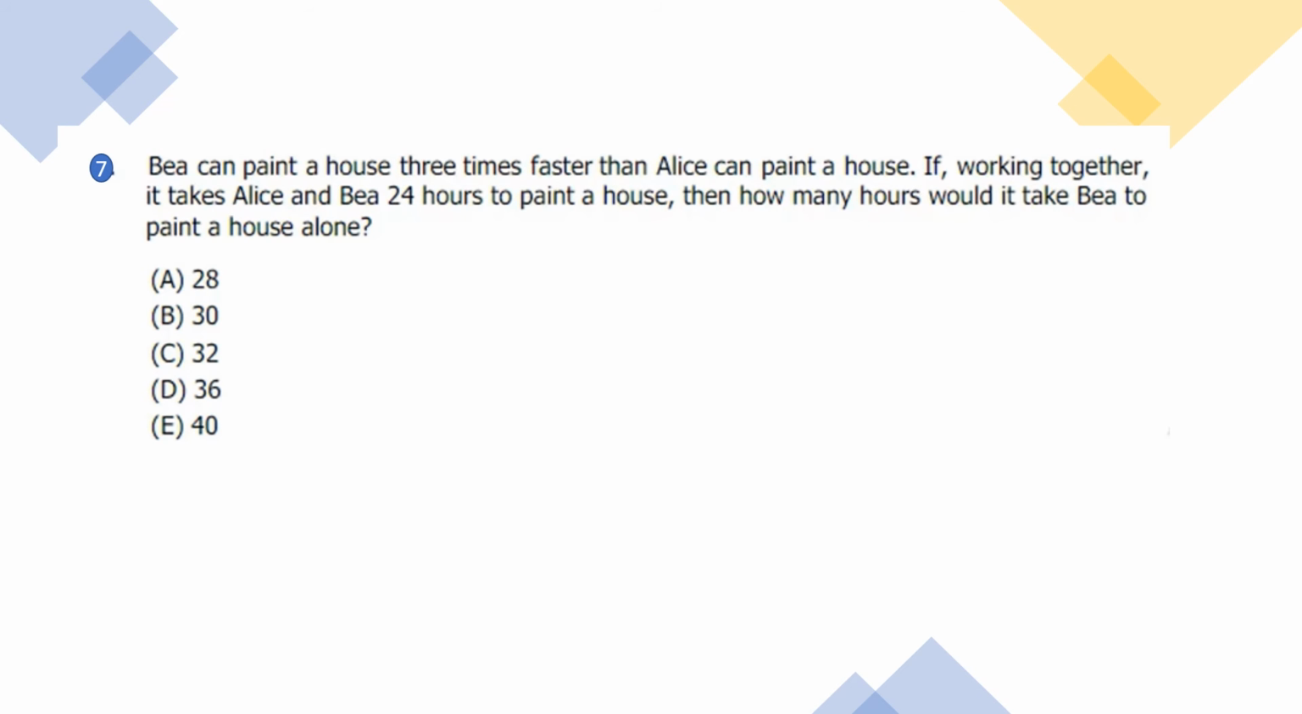Bob can paint a house 3 times faster than Alice can paint a house. So it looks like B is 3 times A. If working together, it takes Alice and Bob 24 hours to paint a house, so A plus B will be 1 by 24 of the house completed.